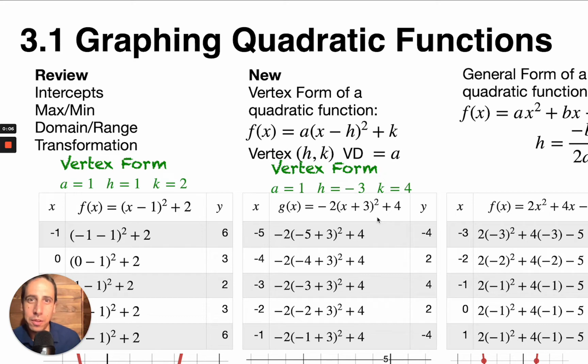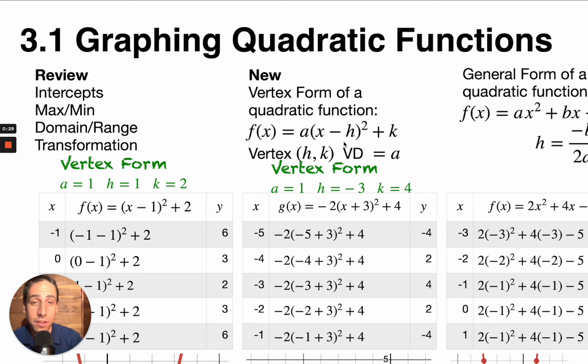And so there's some things we can review. We've already seen intercepts of quadratic functions. And when I say quadratic, I just mean things that are squared. x squared, not x cubed, not x to the fourth, but just x to the second power. We've already seen these kinds of intercepts, and we've already seen max and min, and domain and range and transformation. The thing that's new today is the vertex form of a quadratic function.